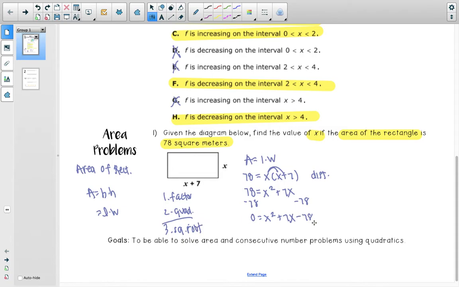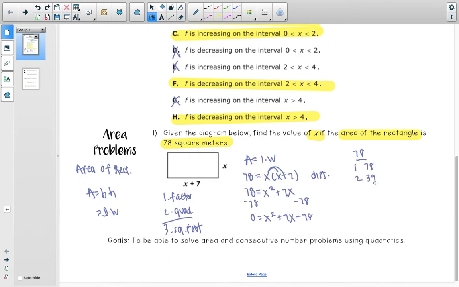So we'll talk about that later. So we need to find the factors of 78 that give you 7. Go figure, I don't have my calculator out, and I don't know the factors of 78 off the top of my head. So 78 divided by 2 is 39. So we have 1 and 78, 2 and 39.